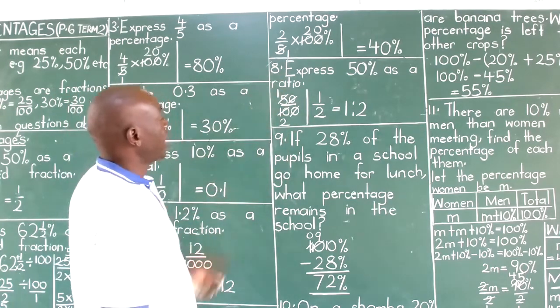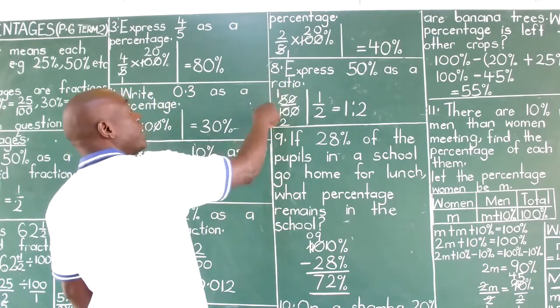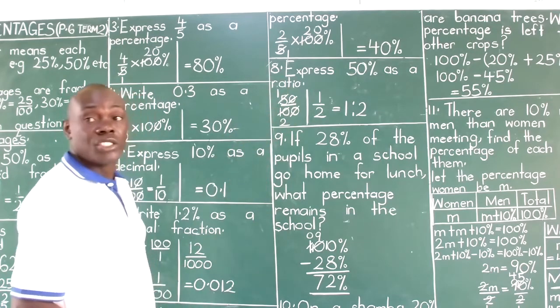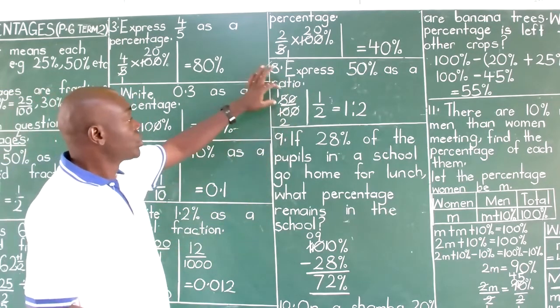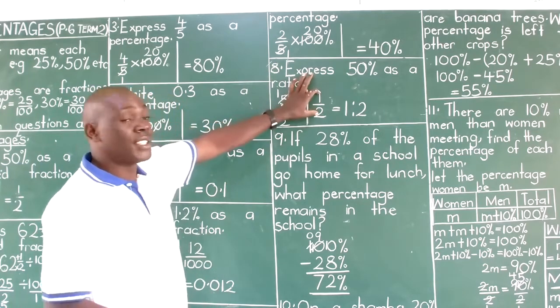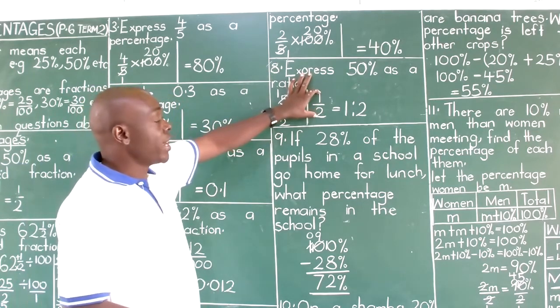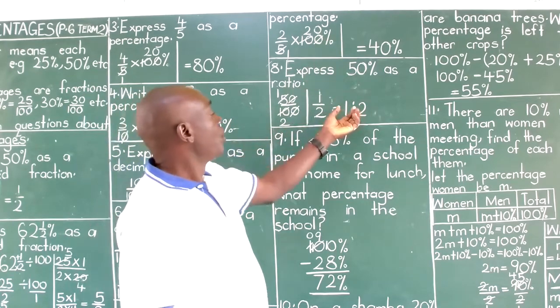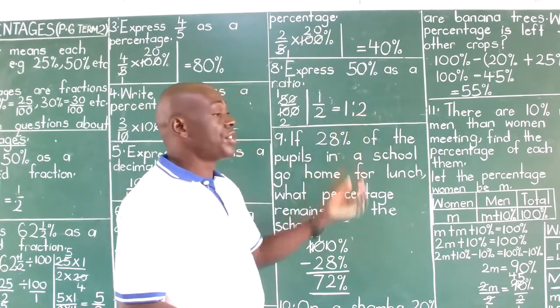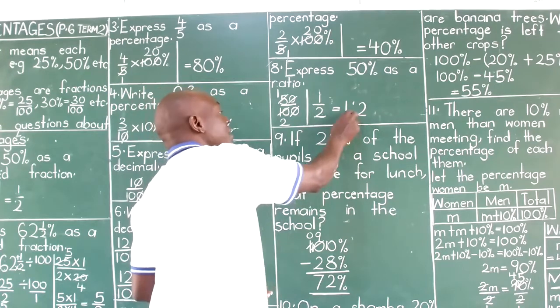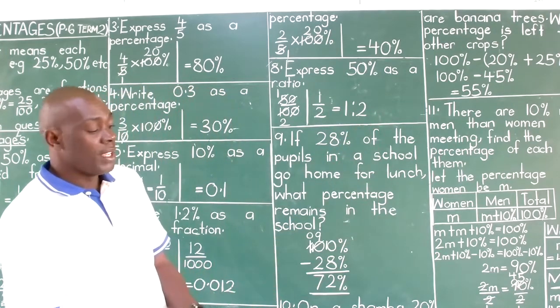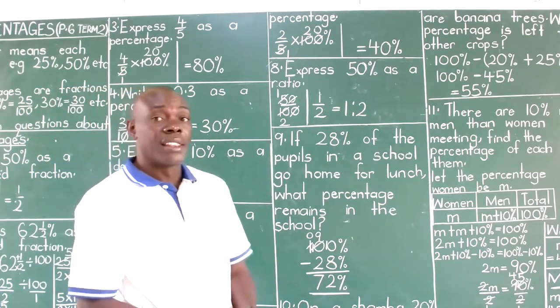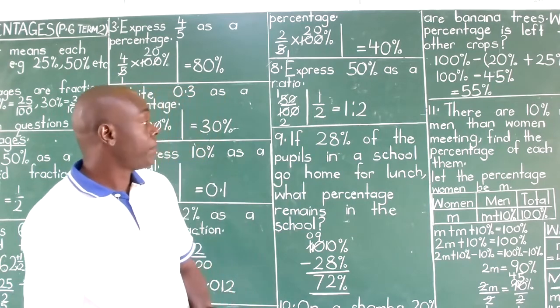Then 5 out of 10, divide by 5. 5 divided by 5 is 1, and then 10 divided by 5 is 2. So 50% as a fraction is a half, or 1 out of 2. Then write 1 out of 2 as the ratio. The answer is 1 to 2, as you see there. So ensure you answer in accordance with the requirements of the question. Then you will be very perfect.